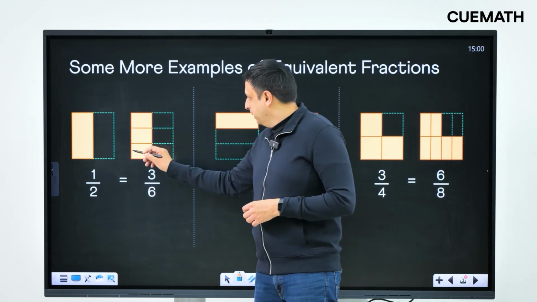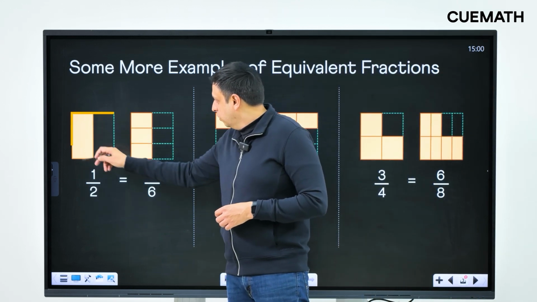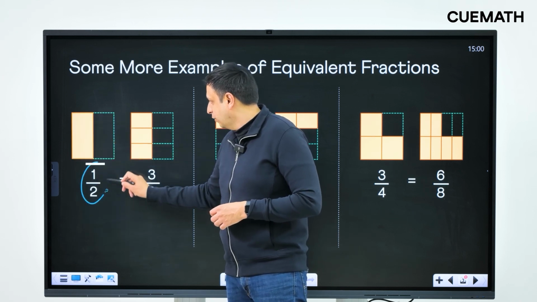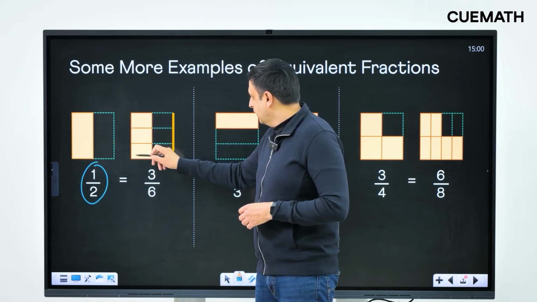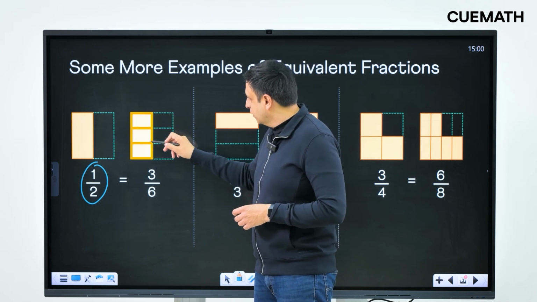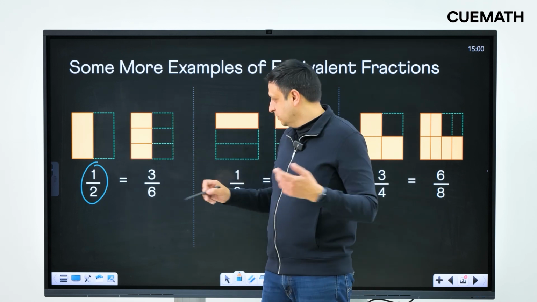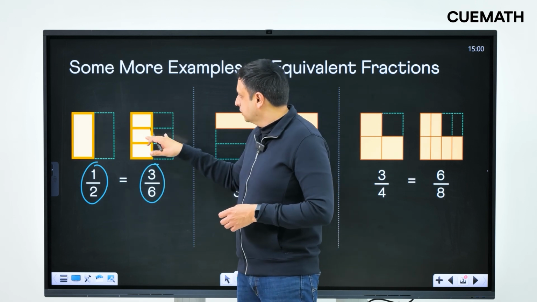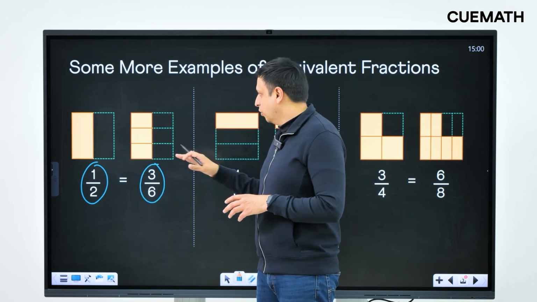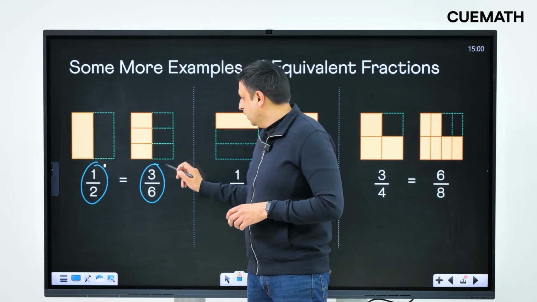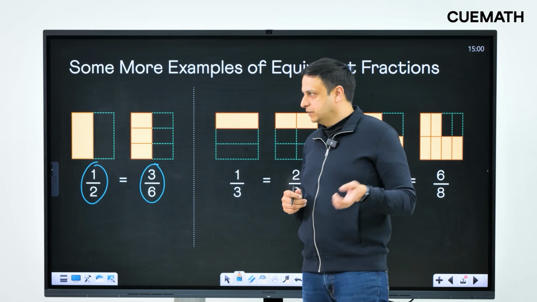So this picture here has one whole divided into 2 equal parts. One of them is highlighted, so this is the fraction 1 over 2, whereas this one has a whole divided into 6 equal parts, and 3 of those 6 parts are highlighted, so this is the fraction 3 over 6. But as you can see, the same portion of the whole is shaded in both cases, in both pictures, and therefore 1 over 2 and 3 over 6 are equivalent fractions.